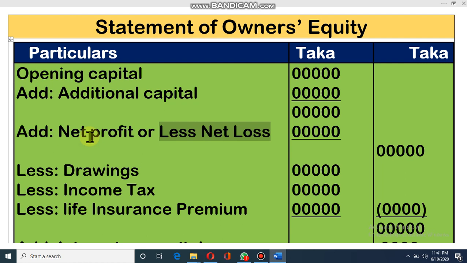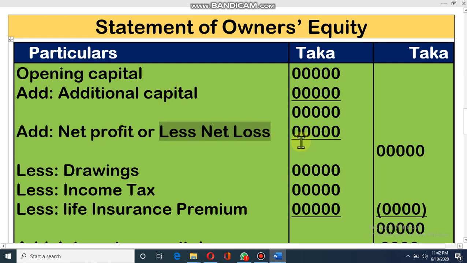Dear student, if there is net profit, that means, in the last 3 or 4 classes I have discussed the income statement. You know that from the income statement we will find the net profit. That means the income statement will give us the net profit. If it is net profit, then we have to add that net profit with capital, opening capital plus additional capital, and with that we have to add the net profit.